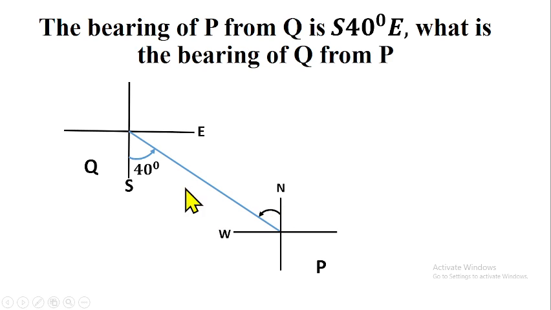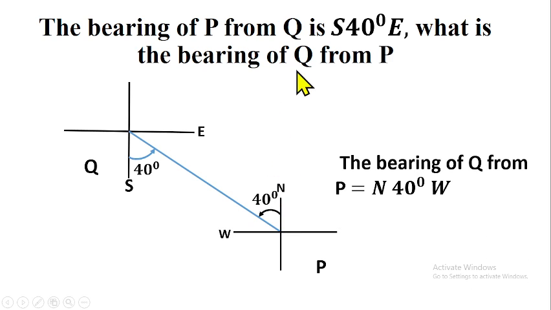That will be the bearing of Q from P. Then how do we get it? If this angle here is 40 degrees, you should know that this angle here is also 40 degrees, because they are alternate angles. Look at the Z. This straight line and this line form a Z for us. So that's alternate angle. Therefore, the angle here is 40 degrees, from the north to the west. So that means the bearing of Q from P will be 40 degrees north to the west.